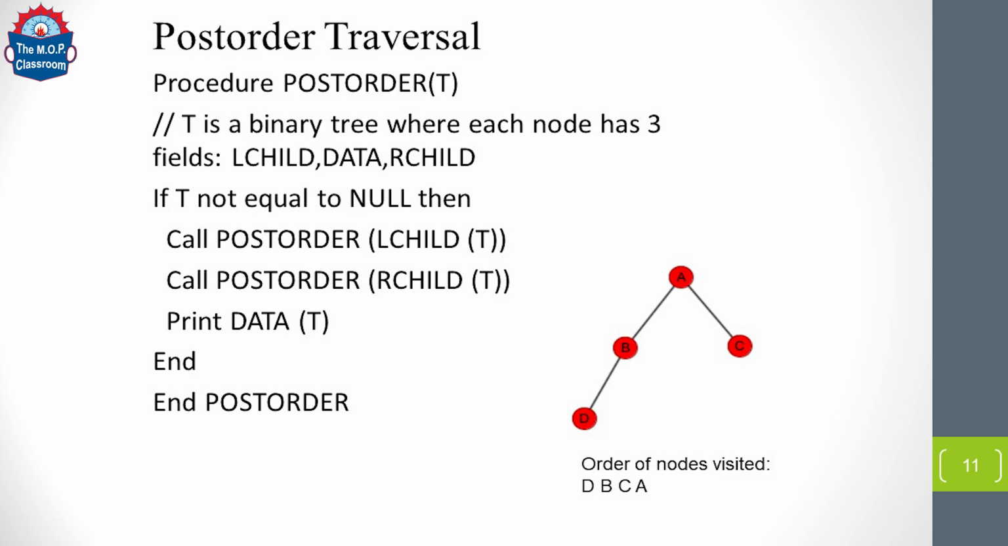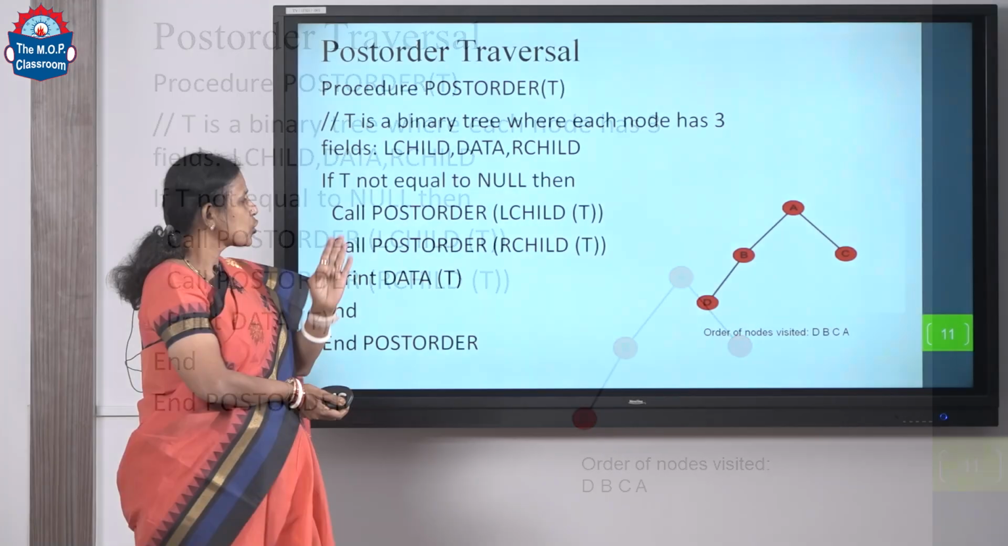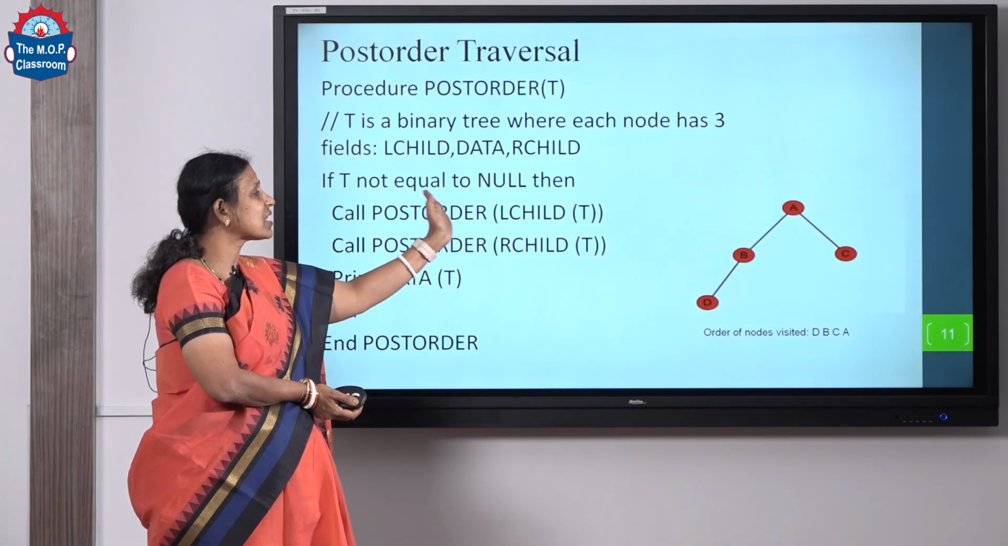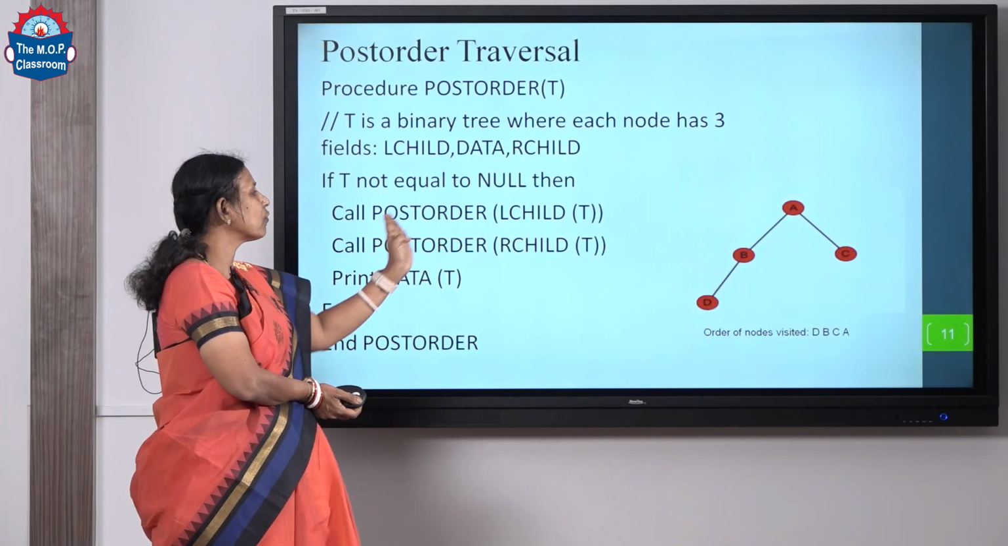First it will visit the left child of A, so it will move to B. Now, again B has a left child, so it will move to D. Now, at D it doesn't have a left child, so the data D will be visited. It doesn't have a right child, so it will move on to the previous step where it has branched, so it will go to B.